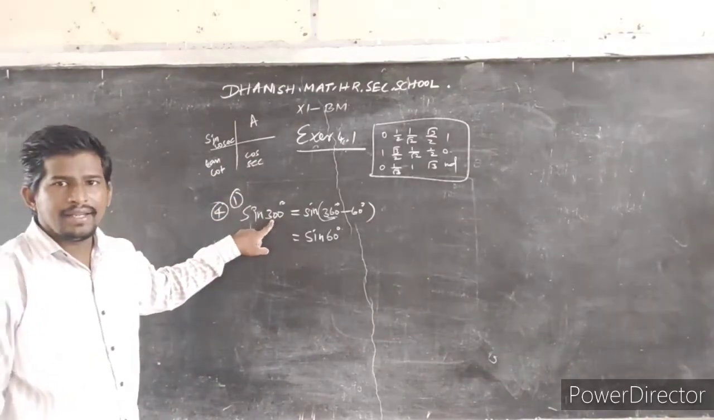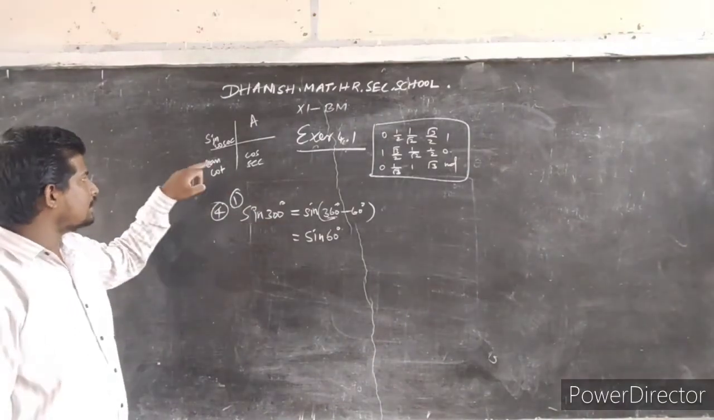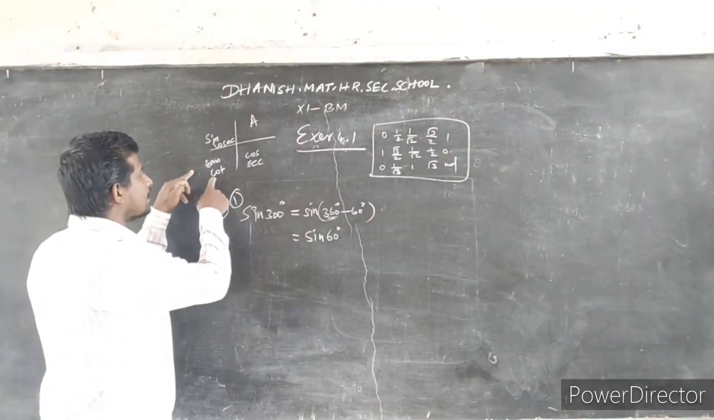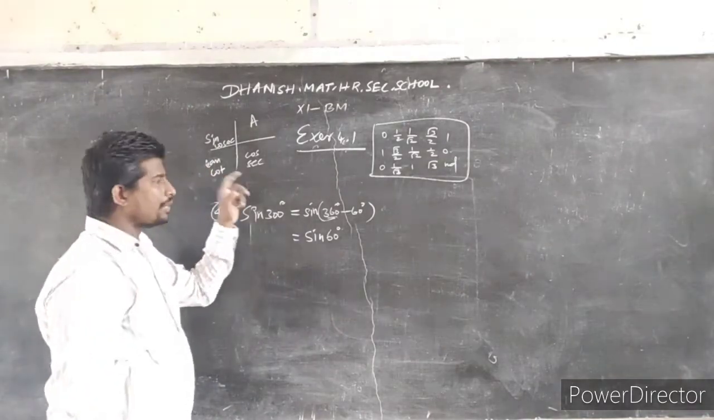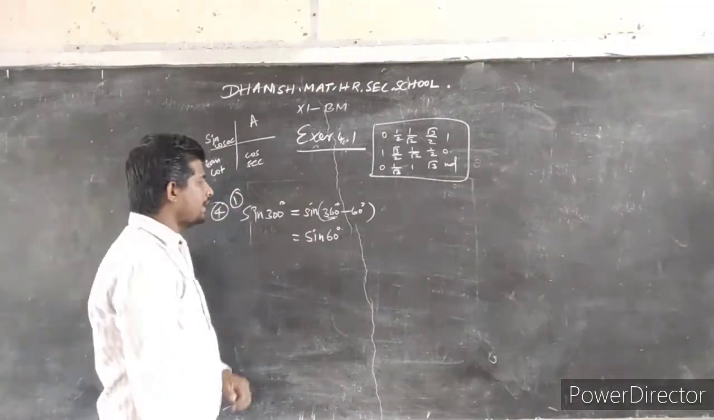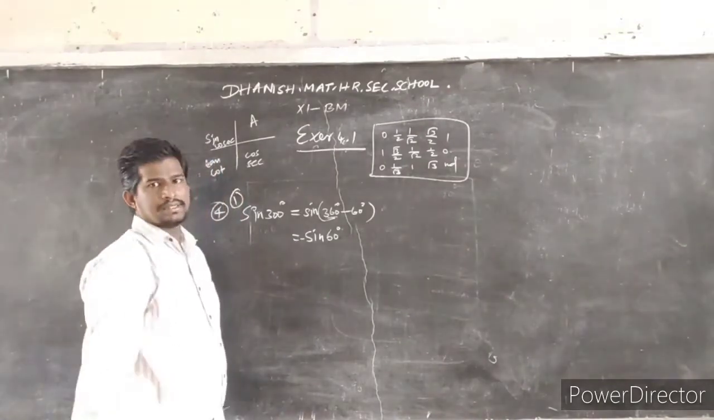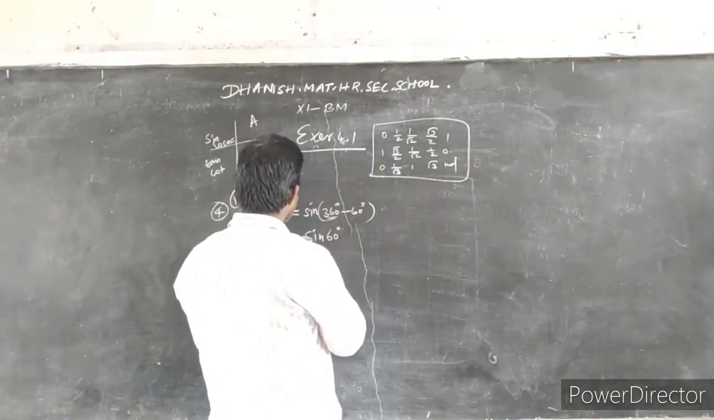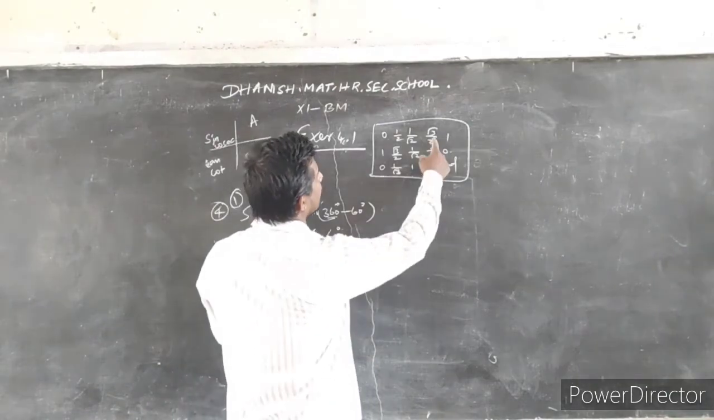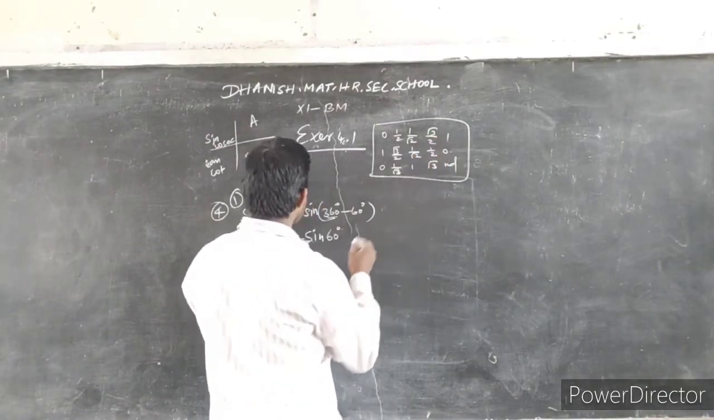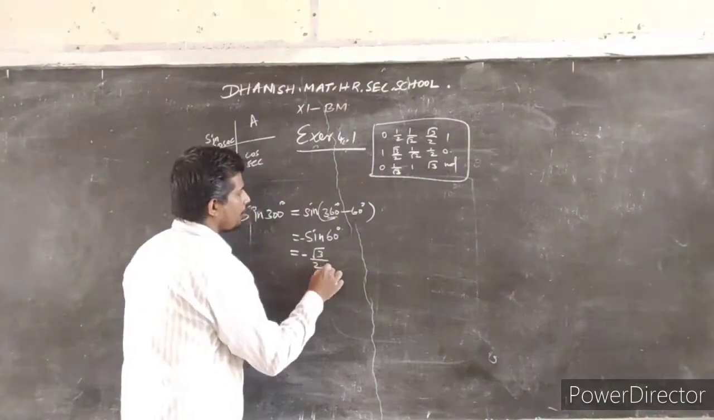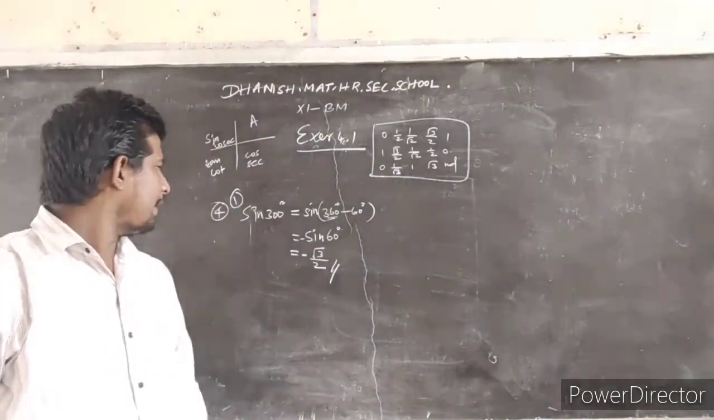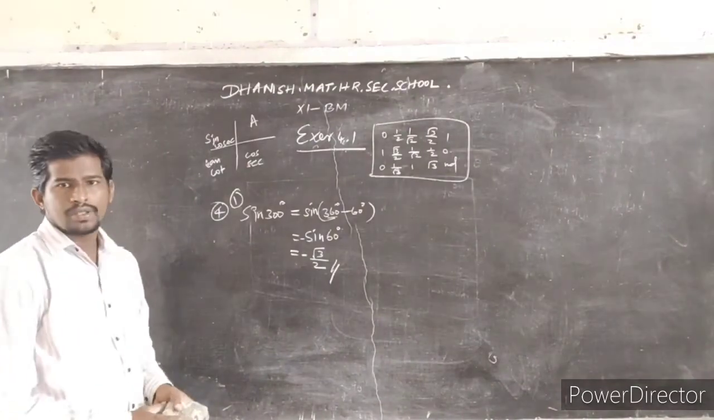Here we are having 300 degrees. So 300 degree lies in the third quadrant. In the third quadrant, tan and cot are positive. Remaining are negative. Here we are having sine, so sine is negative. So this is equal to minus sin 60 degree. Sin 60 degree is root 3 divided by 2. So our required value is minus root 3 divided by 2.